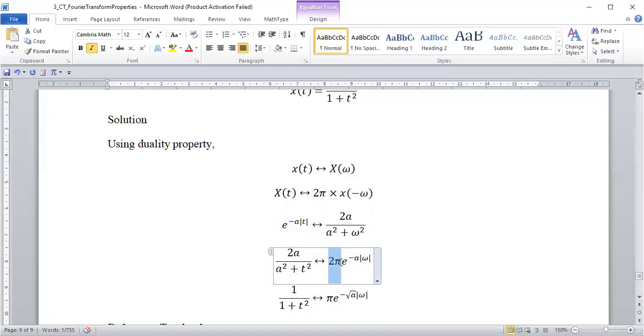Then in place of x at minus omega, in place of t, you have minus omega. So in place of this t here, you have minus omega, and the modulus of minus omega is omega. So we still have this.